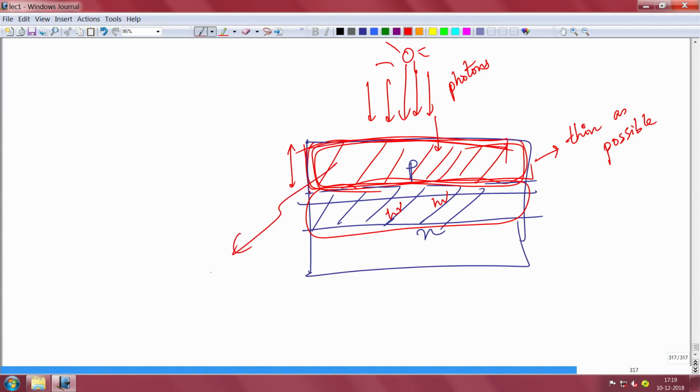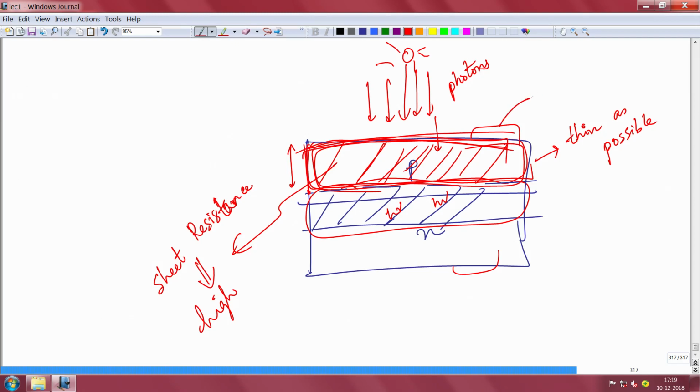You have to make a contact also. Remember, you have to make a p type and n type contact, a top contact, a bottom contact. If your layer is very thin, then your sheet resistance will be very large, very high, and that will be bad, because if you are trying to extract some voltage, a lot of this parasitic voltage will drop here. That will not deliver good power to the load. You do not want the sheet resistance to suffer.